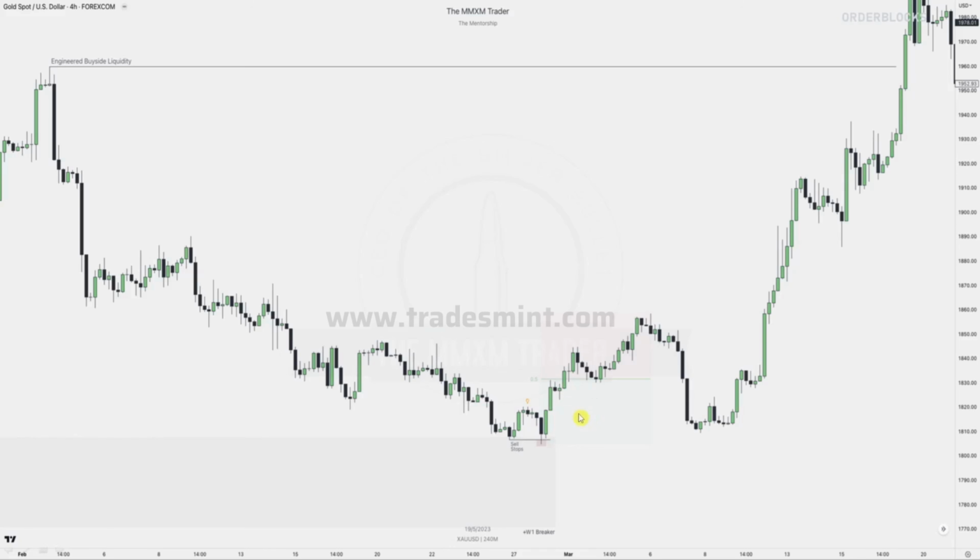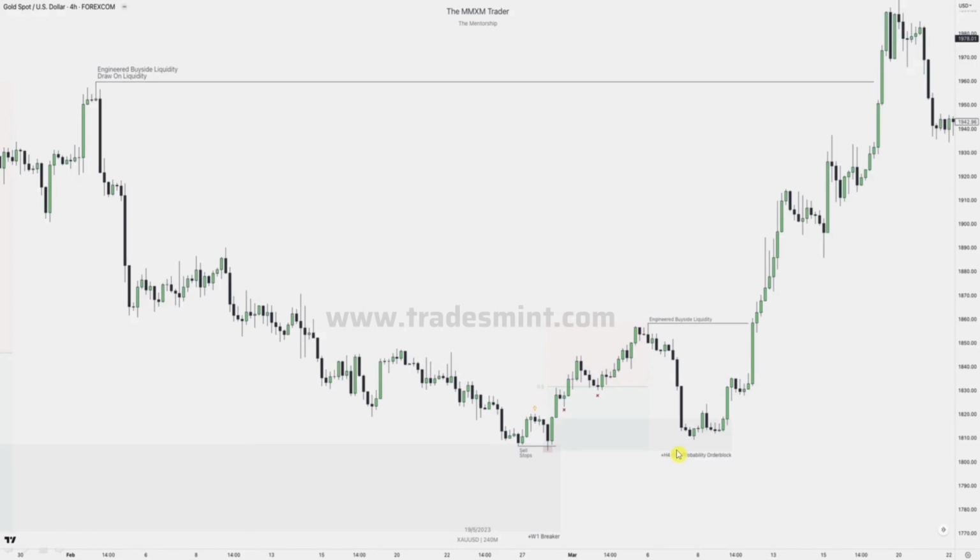Now we have a new dealing range. So from this high down into this low, we have the equilibrium line over here. So this should be the high probability order block, right? And why is it high probability? Again, sell stops have been raided inside a key level, and also fair value gap and discount of this whole range over here.